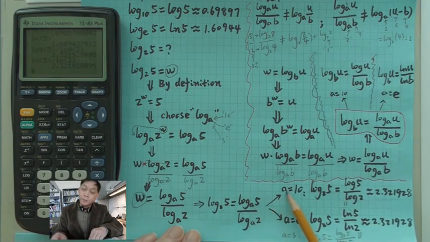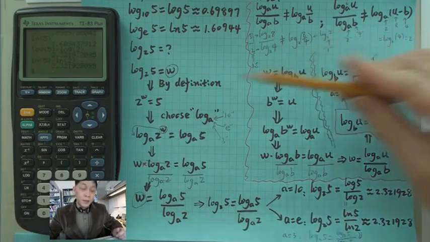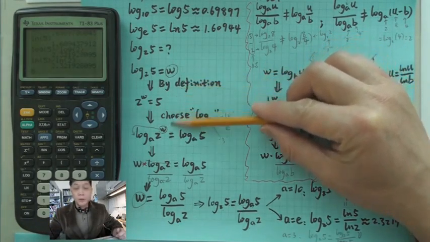Here A equals 10, A equals e. A can also equal 3, A can also equal 4, 5, whatever. They are all equal. Now, this is the very concrete example.